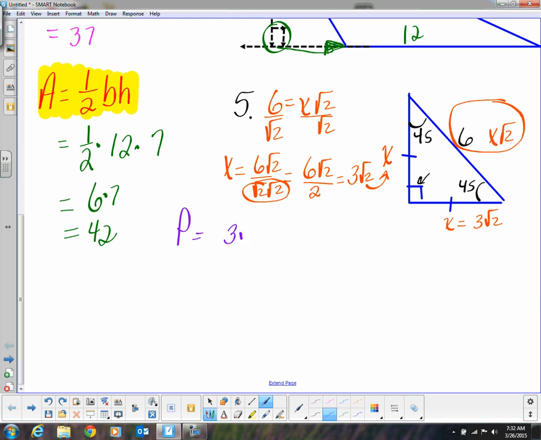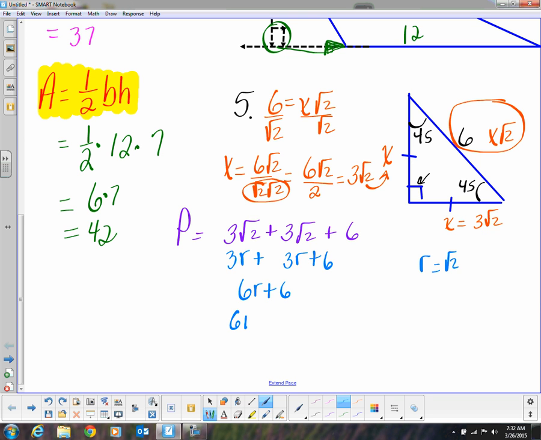So we're going to say 3 square root of 2 plus 3 square root of 2 plus 6. If these radicals are creating issues, you can let r, for radical, be square root of 2. So how would you add 3r plus 3r plus 6? 6r plus 6, and you'd stop, wouldn't you? Well, what is r? So that's 6 square root of 2 plus 6. What about the area? I'm not done.